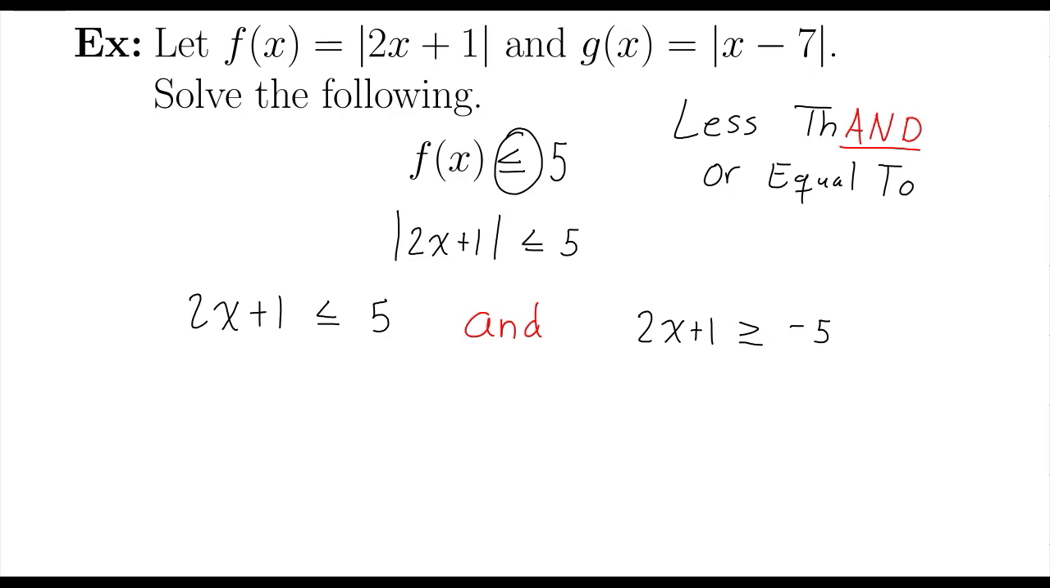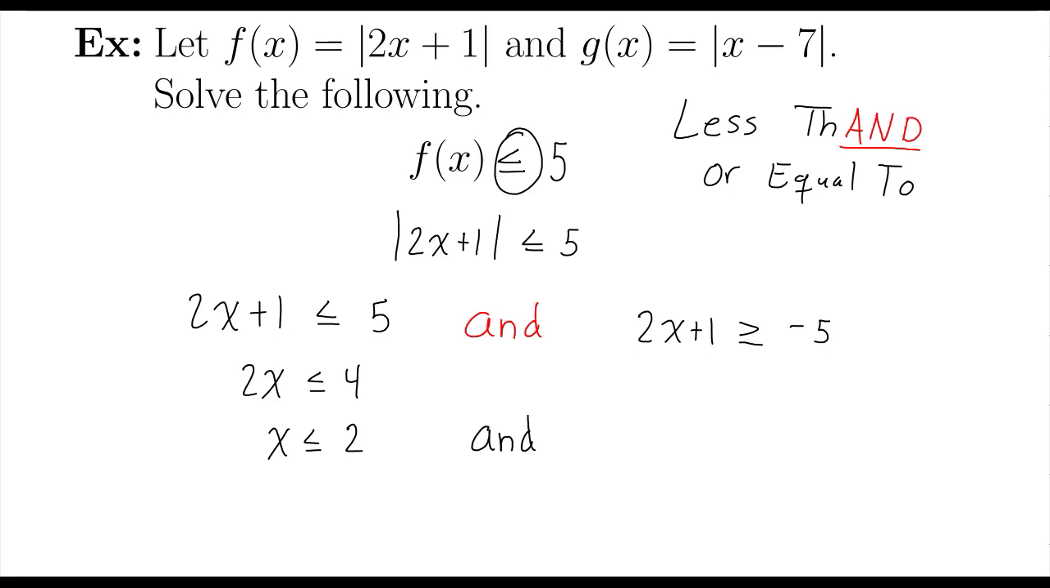Those are two inequalities with the word and in between. That has an impact on my final answer. Ignoring that for now, let's solve them one at a time. On the left, 2x plus 1 is less than or equal to 5. If I subtract 1 from both sides, I end up with 2x is less than or equal to 5 minus 1, which is 4. Divide both sides by 2. x is less than or equal to 2.